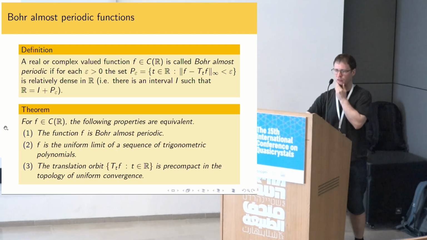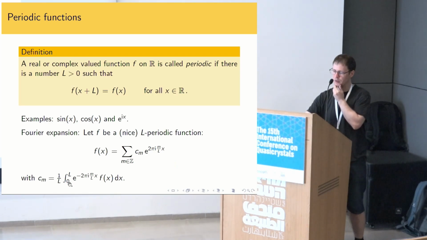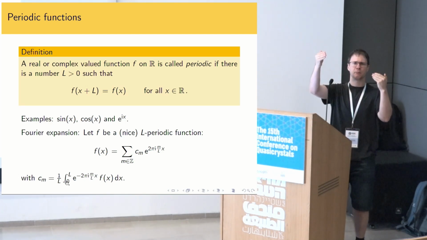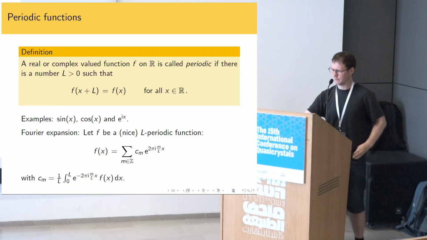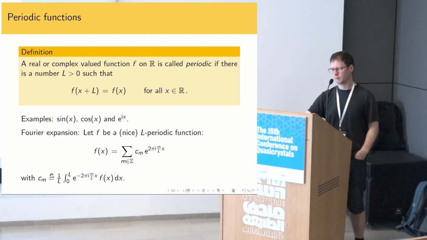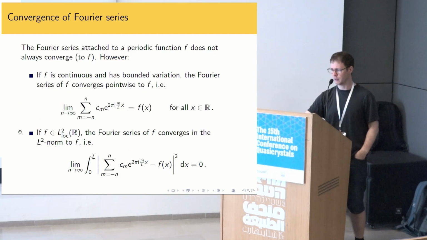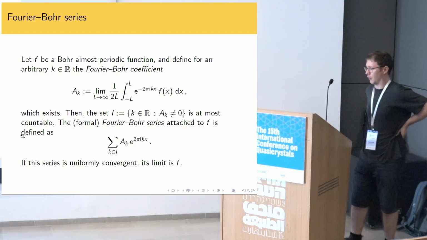Well, we can't do it exactly the same way. Why? Because if we go back, what we did here to compute the coefficients, we integrated over the length of the period. But we don't have periods anymore. So if we want to do it, we have to do it a bit differently, but it actually works. So how does it work?